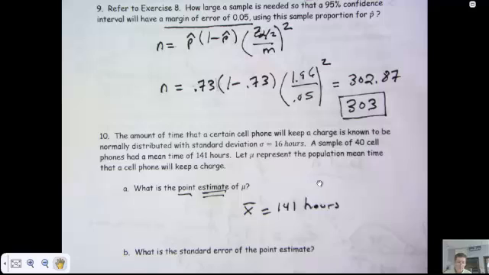Okay. So point estimate is always either the mean or the sample proportion. That's all it's going to be. It's always the sample information, though.